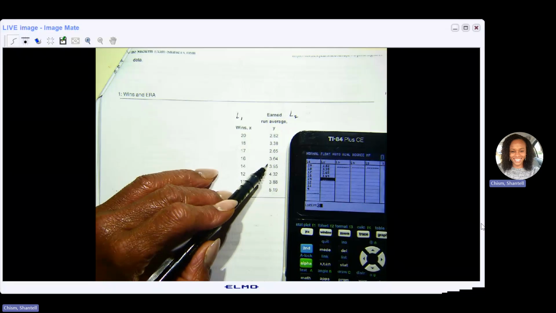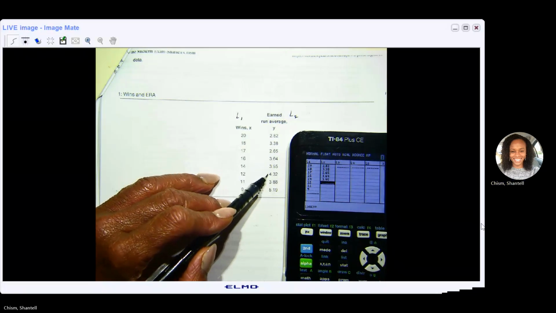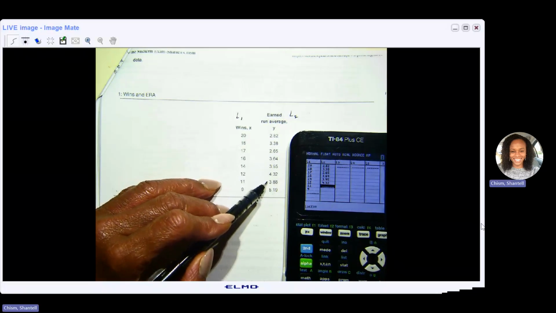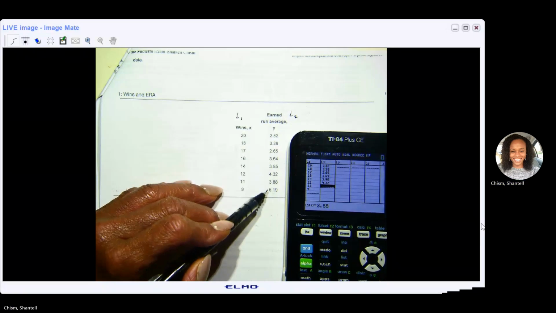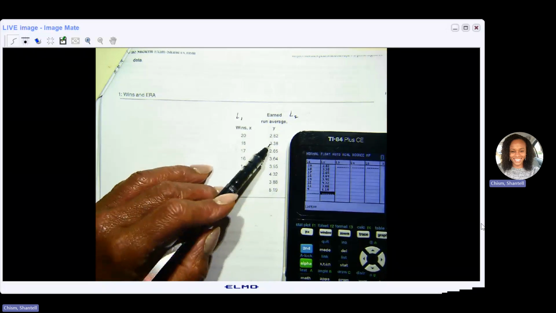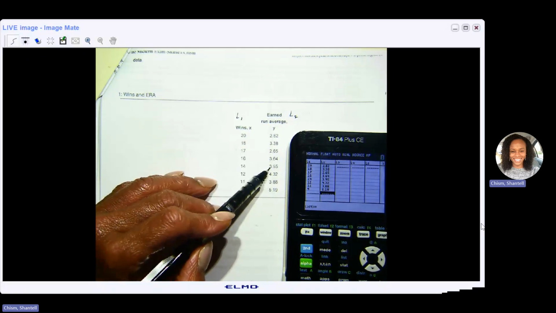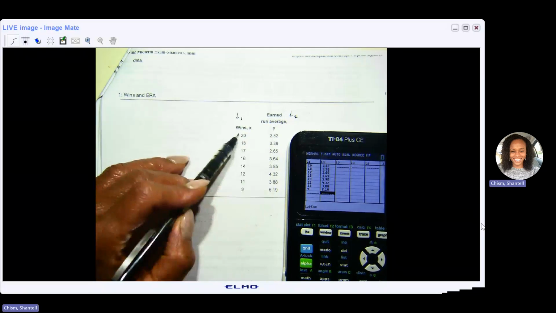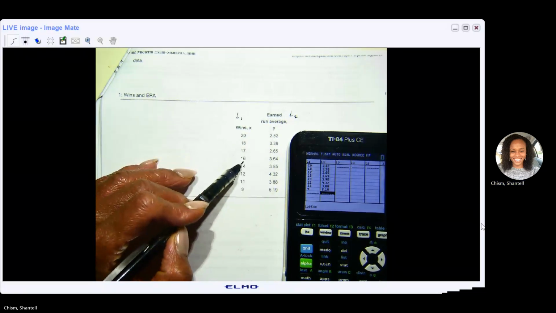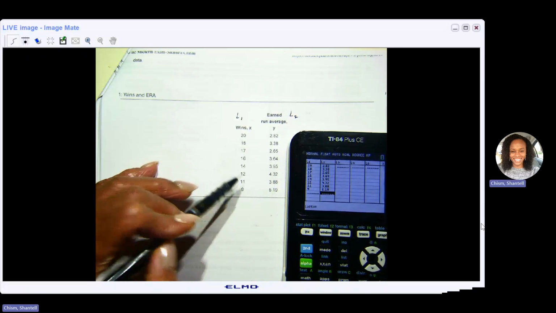3.95, okay, enter, 4.32, 3.88, 5.19. Okay, and just double check. So easy to make a mistake when you're typing in decimals. Okay, we're good there. All right, good deal. I'm going to turn back over here.